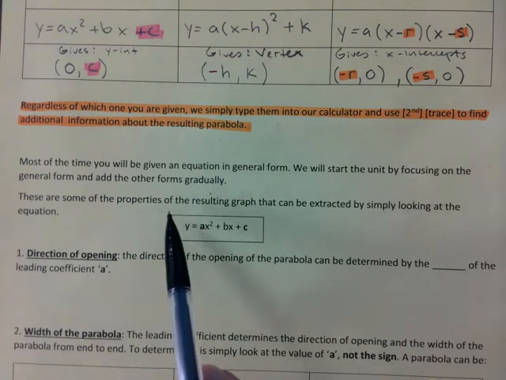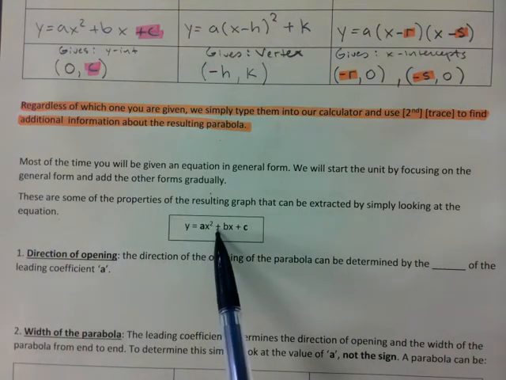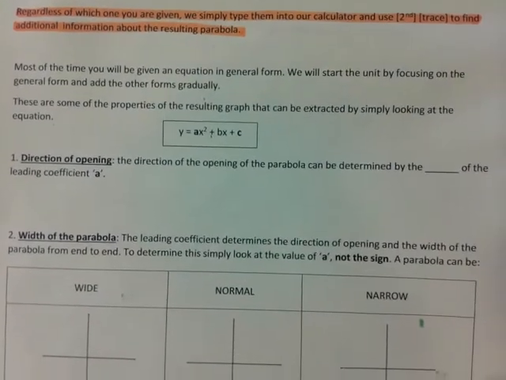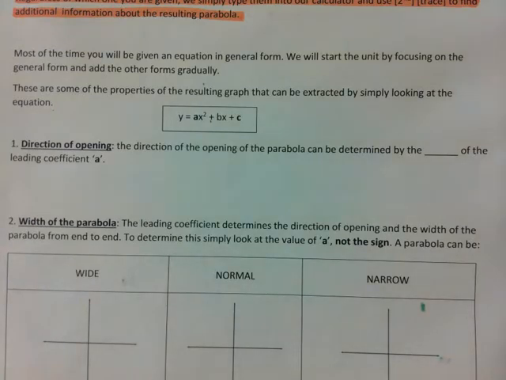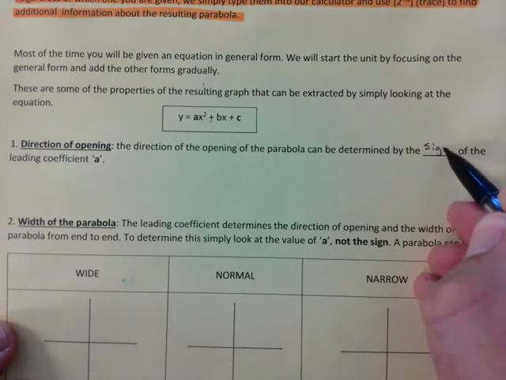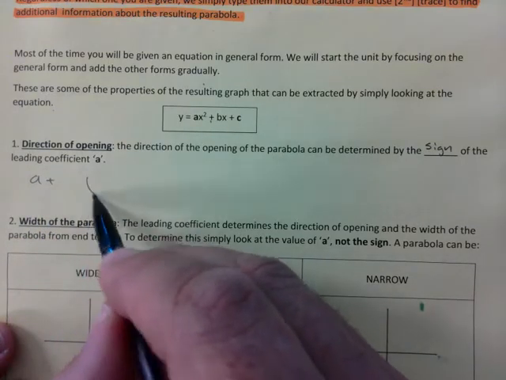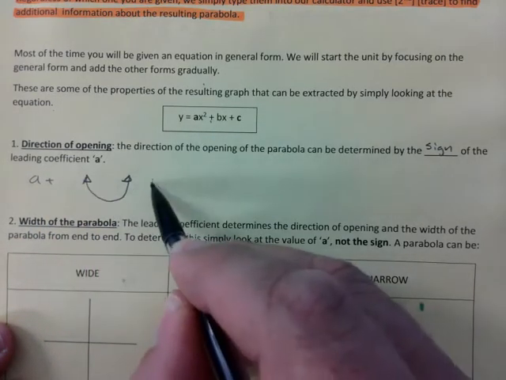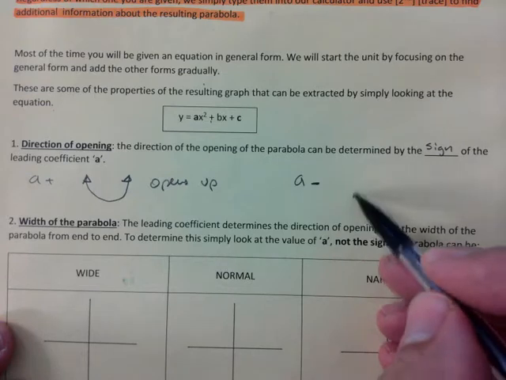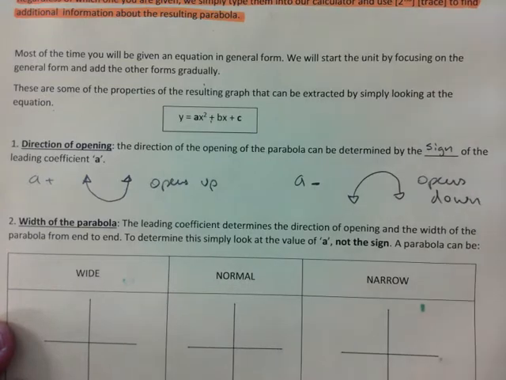There are some of the properties of the resulting graph that can be extracted by simply looking at the equation. So when it's in general form, we know the direction of opening, for example, just by looking at it. Okay. So the direction of the opening of the parabola can be determined by the sign of the leading coefficient A. If A is positive, we know the parabola will do this, opens up. Okay. If A is negative, it opens down.